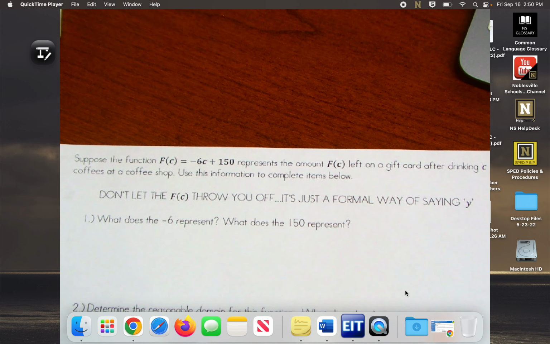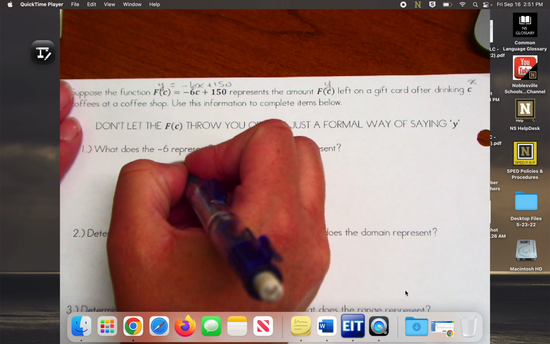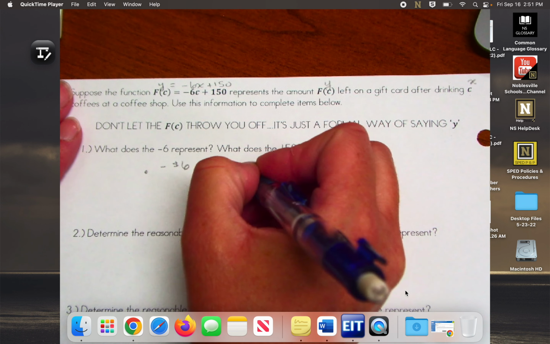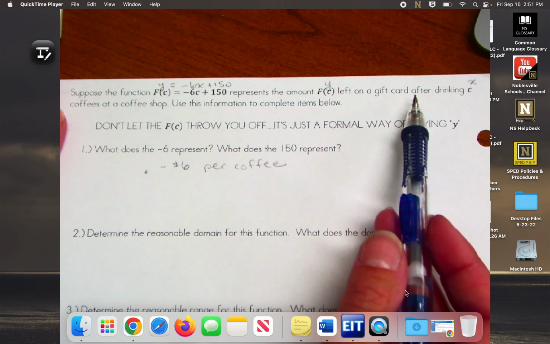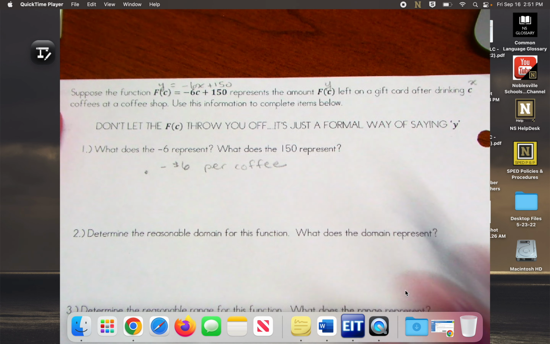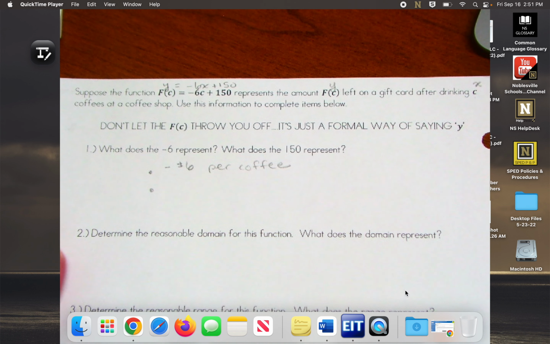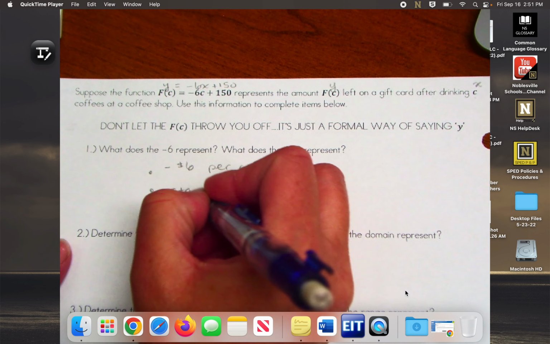So what does the negative 6 represent? 6 coffees? Minus $6. Yep. Minus $6 per coffee, right? We're taking away $6 from our gift card every time we get a coffee. What does the 150 represent? Plus the gift. Starting amount on the card.